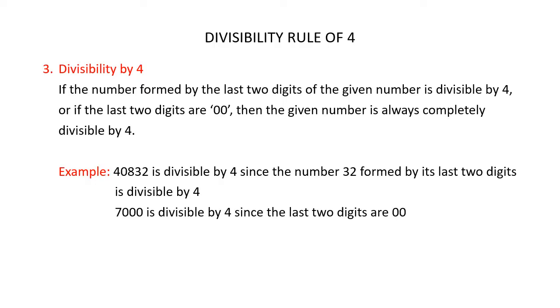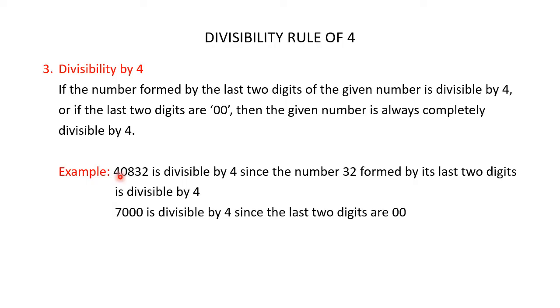Divisibility rule of 4. If the number formed by the last two digits of the given number is divisible by 4, or if the last two digits are 0, 0, then the given number is always completely divisible by 4. This means that if you have to find out whether a number is divisible by 4 or not, you have to consider the last two digits of the given number. If the last two digits form a number which is divisible by 4, or if the last two digits are 0, 0, then the given number is divisible by 4. Let's understand this with an example.